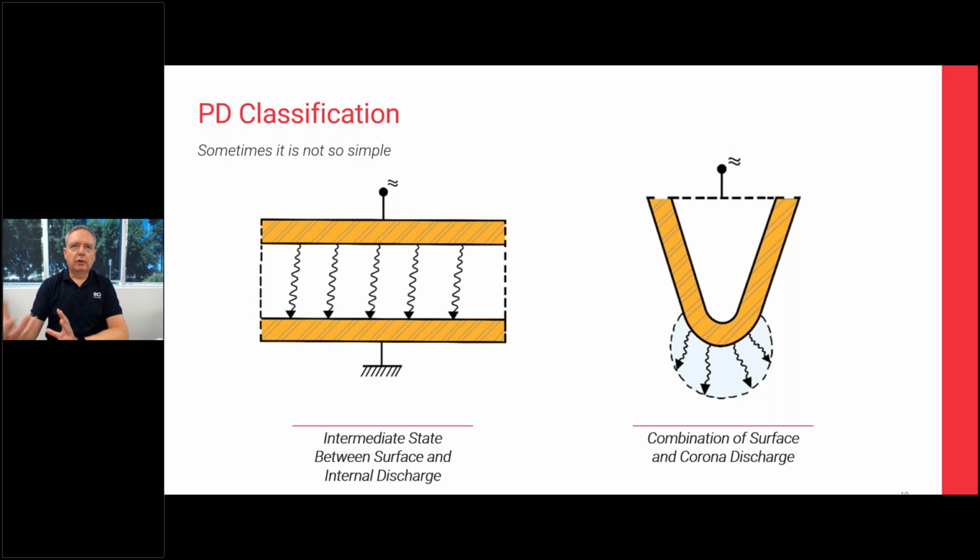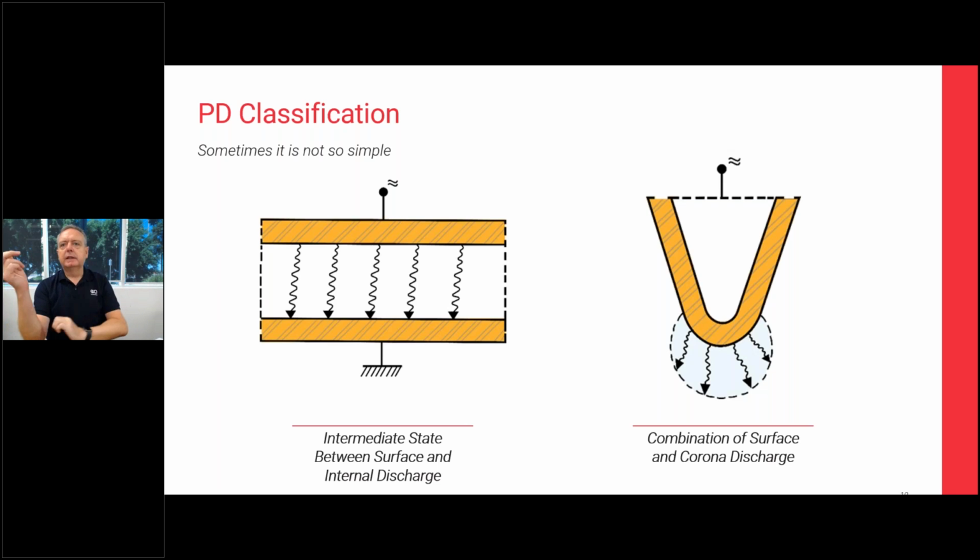Of course, there are always hybrid types as well. One of the common defects that we do come across is an intermediate state between a surface and internal discharge. This is the one on the left here. It's like a contact type problem or a floating metalwork type problem. This one gives us characteristics which are similar to internal void discharge, but can also sometimes happen at a very high repetition rate, which is similar to a surface discharge.